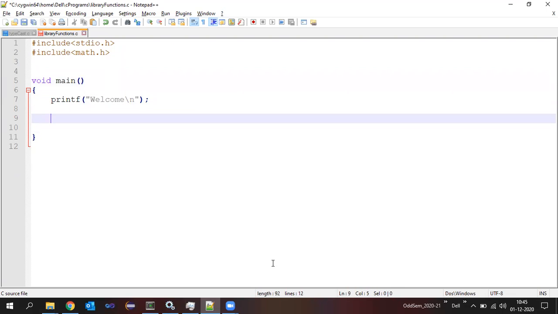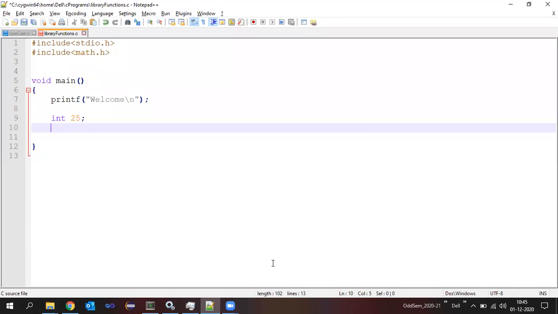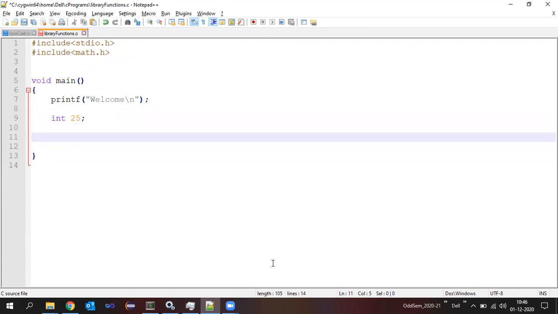Suppose you are writing a program and you want to calculate the square root of a given number. Let us say take int, say 25. I want to calculate the square root of this 25. Then how can I do it? I can make use of a function by the name sqrt.